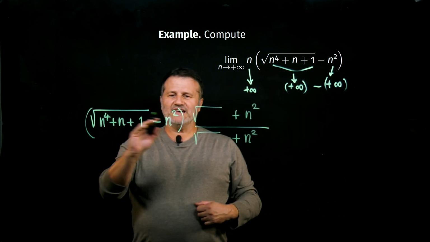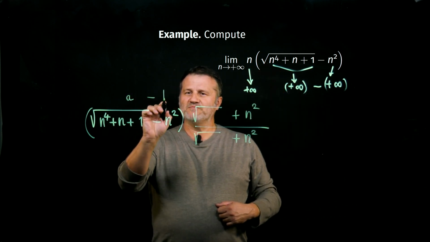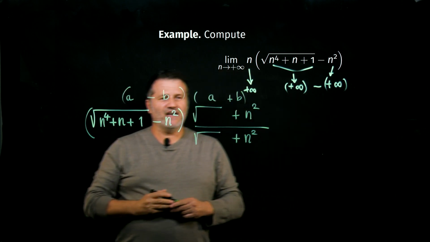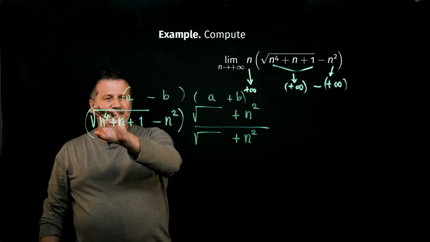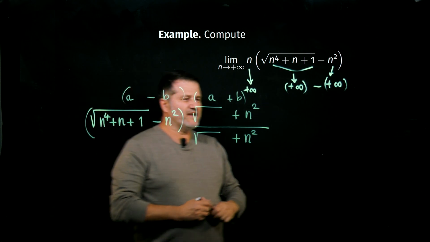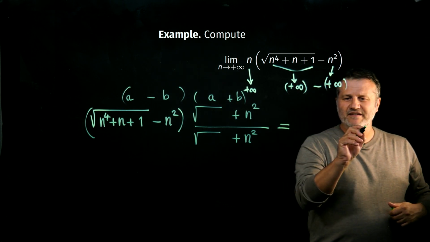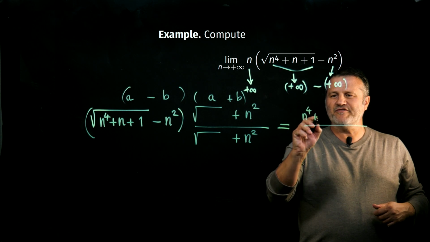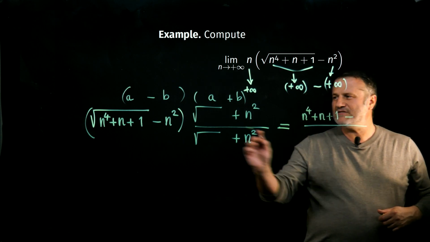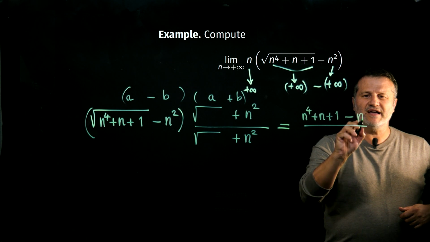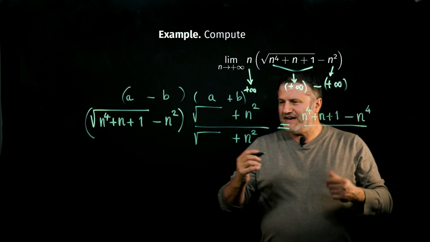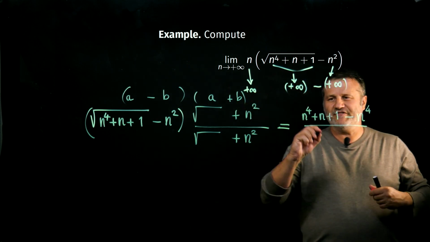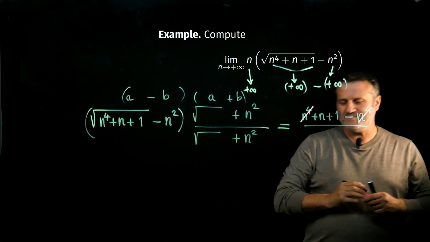The point is that here we have something like a minus b times a plus b. So it gives a squared minus b squared, and this makes the root disappear. So when we do the product, the numerator becomes n to the power 4 plus n plus 1 minus n squared squared, so n to the power 4, divided by the sum of these two. Now, here we see that we can first simplify this term.